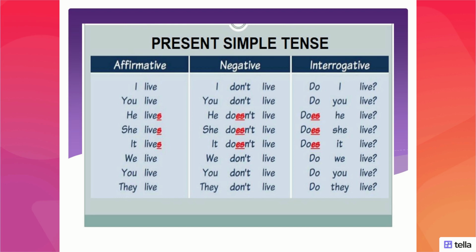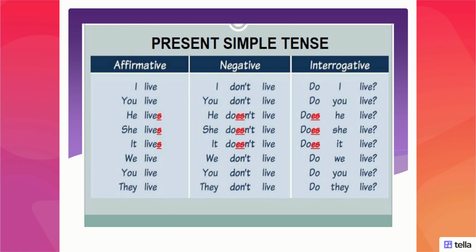If we're making a negative sentence, we have to use don't or doesn't right after the subject, but before the main verb. If the subject is the pronoun I, we, you, they, then we have to use don't. For example, I don't live. But if the subject is the pronoun he, she, or it, we have to use doesn't, and there is no s or es after the main verb. For example, he doesn't live. You see, no ending in the word live, or she doesn't live, or it doesn't live.